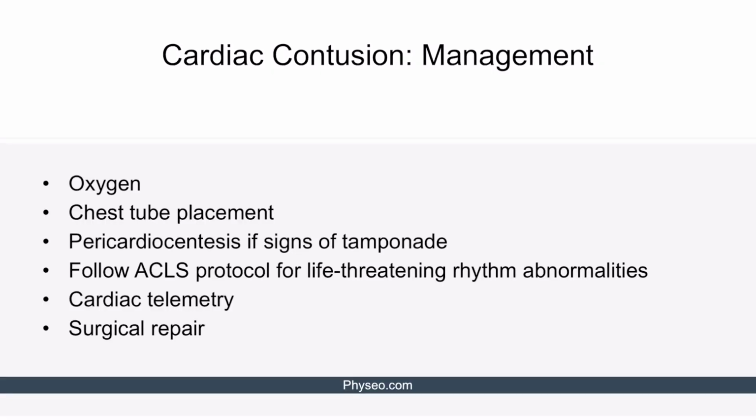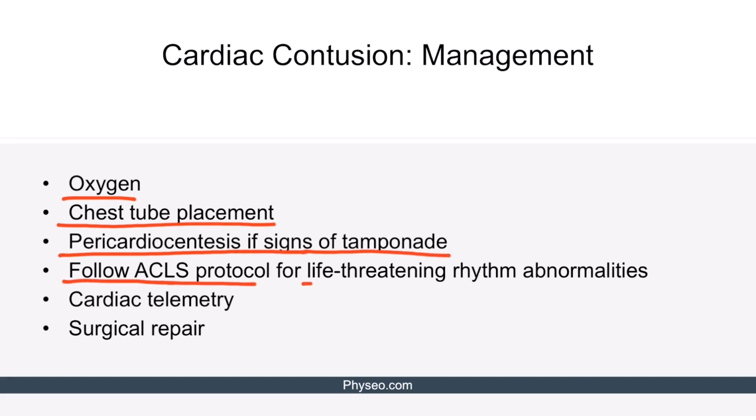To start with, management depends on the severity of the injury. For example, if a patient has dyspnea, supplemental oxygen is recommended. If there is bleeding in the chest, tube placement for drainage is suggested. However, if the patient is bleeding into the pericardial space, leading to cardiac tamponade, pericardiocentesis is recommended.